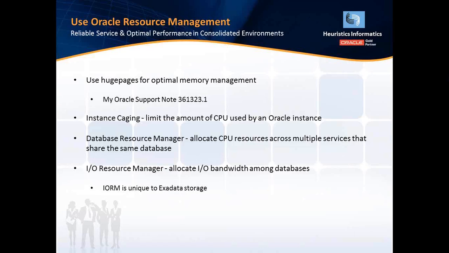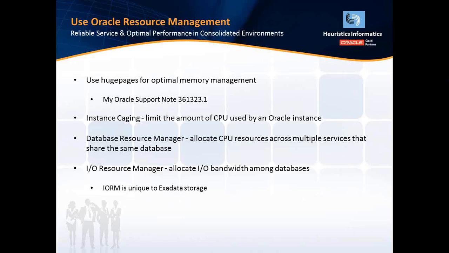Instance caging, as I was telling you earlier, lets us limit the number of CPUs that are used by an Oracle instance. That allows you to run mixed workloads on the Oracle Exadata Database Machine. The database resource manager allows you to allocate CPU resources across multiple services. So instance caging will allow you to allocate CPUs across multiple databases or multiple instances, and the DBRM will allow you to further allocate those CPU resources across multiple services that might be running in the same database.